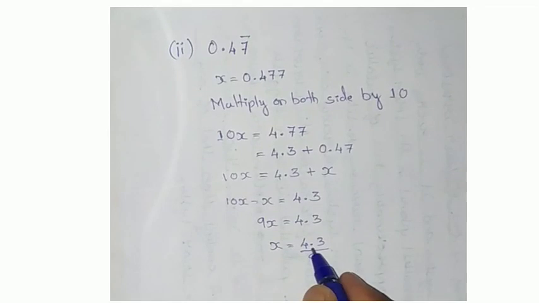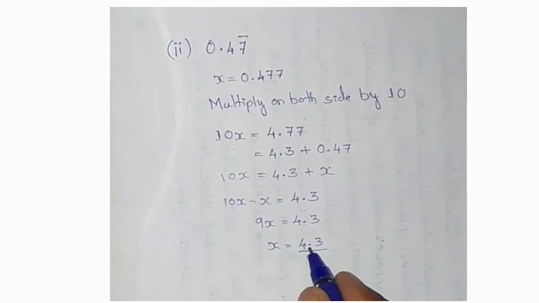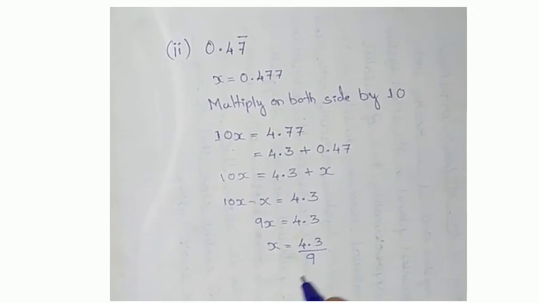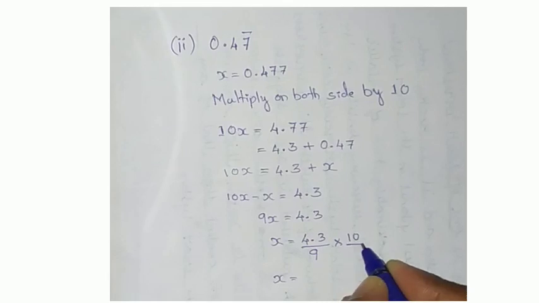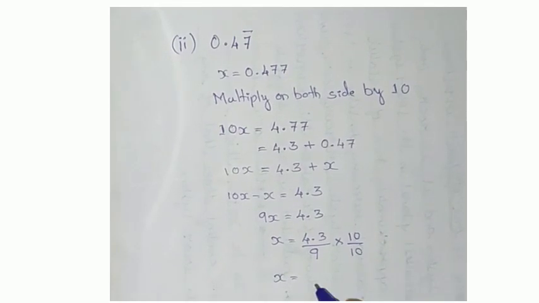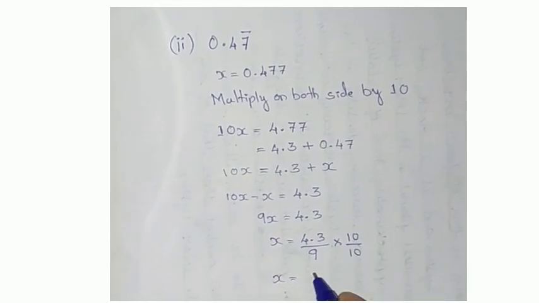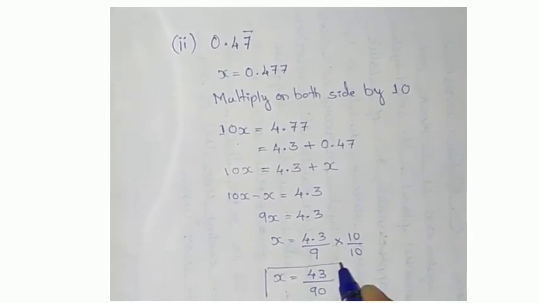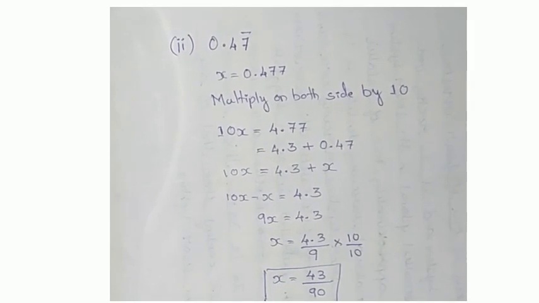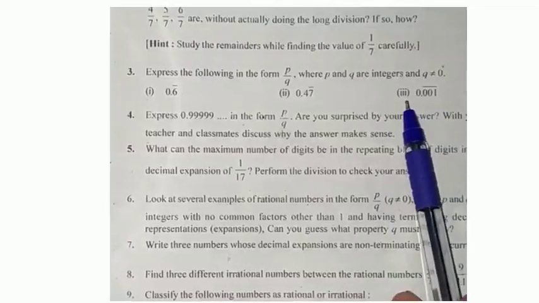Here the numerator is in decimal form, so write it as a whole number. For that you have to multiply the denominator and numerator by 10. So 4.3 into 10, we get 43, and 9 into 10 we get 90. This is our required form of P by Q. So again the third one is for your practice, and the fourth is also for practice.